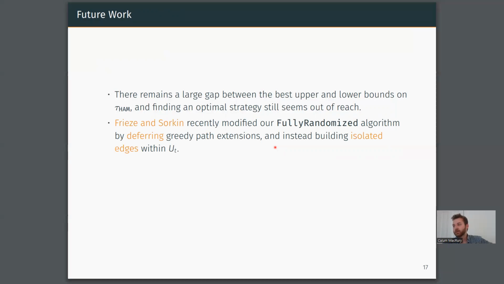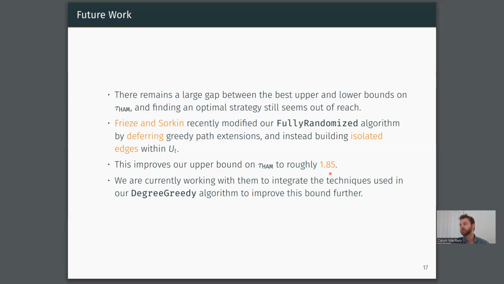Alan Frieze and Gregory Sorkin recently modified our fully randomized algorithm by deferring greedy path extensions. Instead, they build isolated edges within the unsaturated vertices. And just this nice, simple change already improves the upper bound from what we have to roughly 1.85. So clearly there's a lot of room for improvement, and we're currently working with them to integrate their techniques with our degree greedy algorithm to improve this bound further.